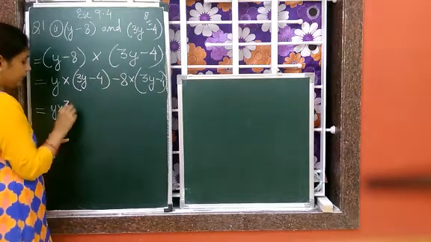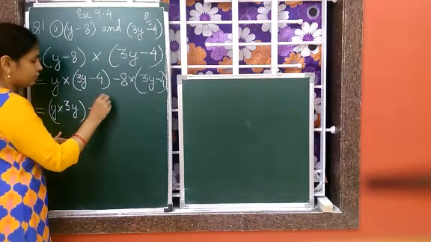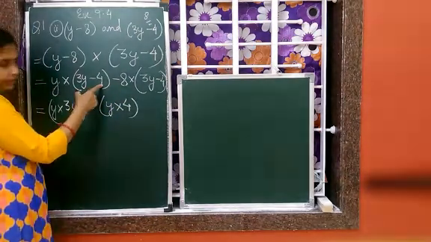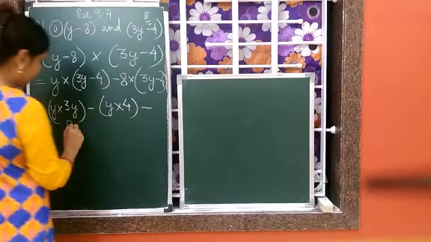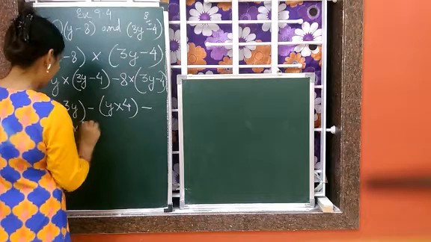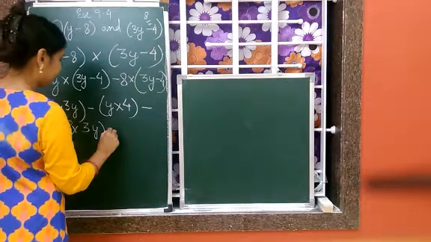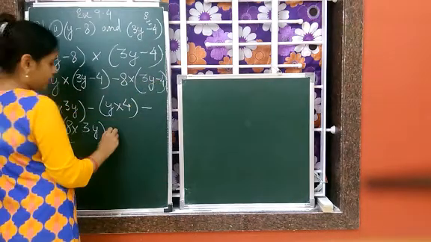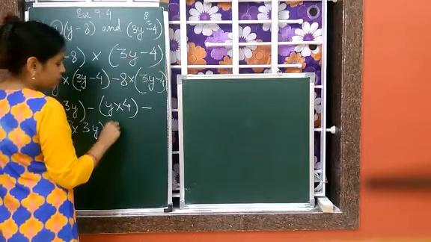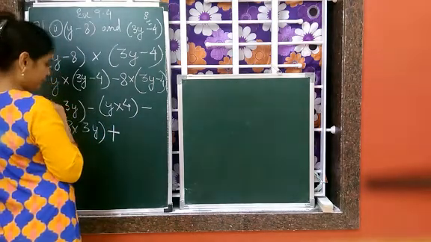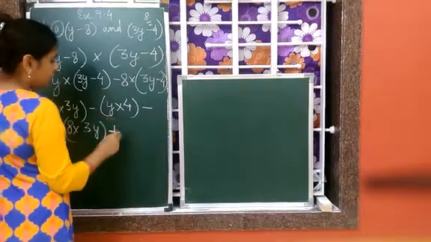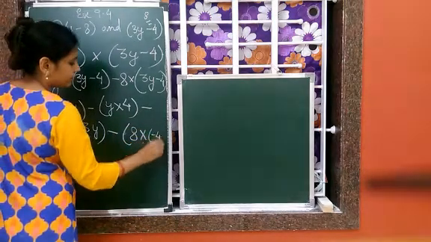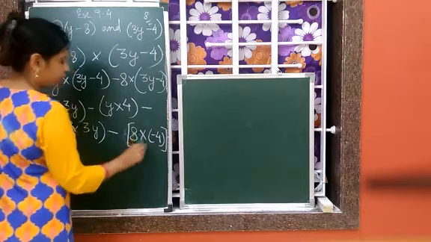Y into 3y, minus y into 4. Y gets multiplied inside and then similarly 8 gets multiplied inside, into 3y. Now minus into minus. Okay, it is minus 8 into minus 4. So that becomes what? Minus minus plus. Remember that, children. Or if you want, you can write here minus and then 8 into minus 4. Like this also we can write.